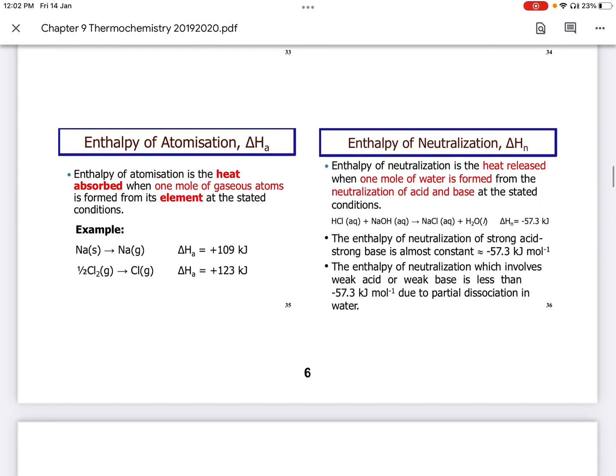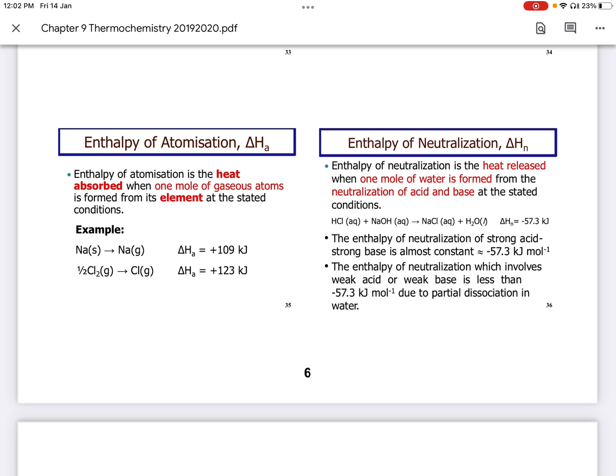Next is enthalpy of atomization. Enthalpy of atomization is the heat absorbed when 1 mole of gaseous atom is formed from its element at stated condition. So, daripada elemen lah, dia jadi gaseous atom. So, perhatikan sodium from solid. Sebab dalam elemental state, sodium adalah solid. So, bila kita buat atomization, dia tukar jadi gas. The value is positive 109 kilojoule per mole. So, this is heat absorbed. That means endothermic sebab itu nilai dia positif.